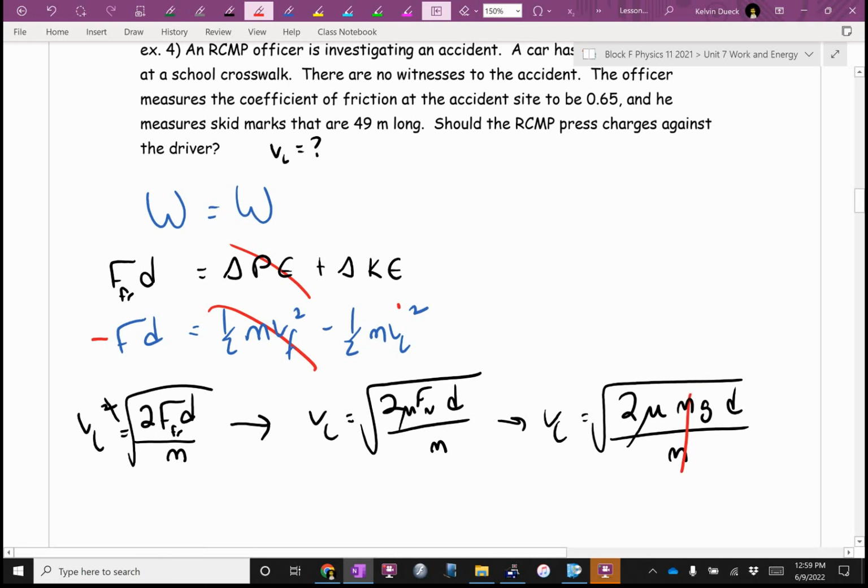What does that mean? In real life, it means even if the police don't know the type of vehicle that was involved in the crash, they can still start the investigation and go along. They don't need the mass of the car at this point, which is kind of handy.